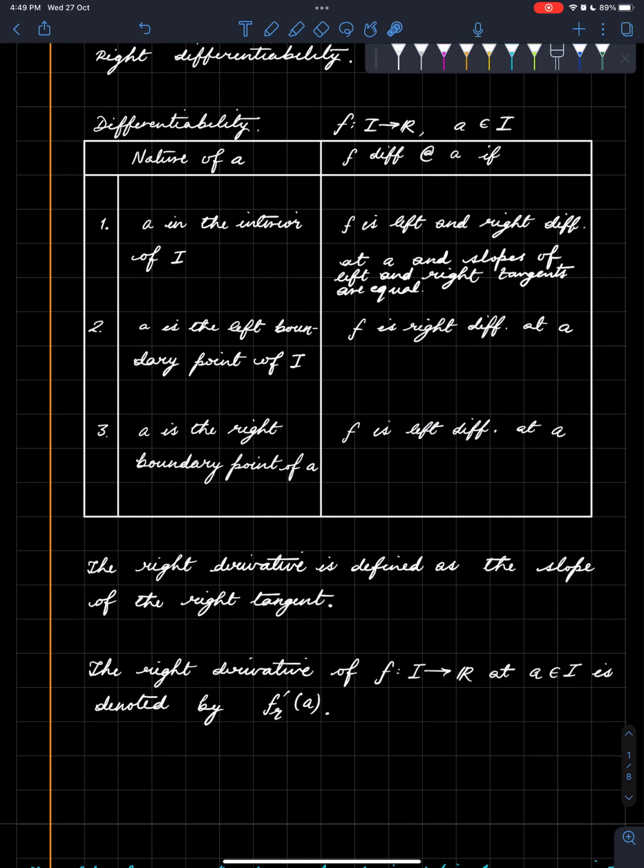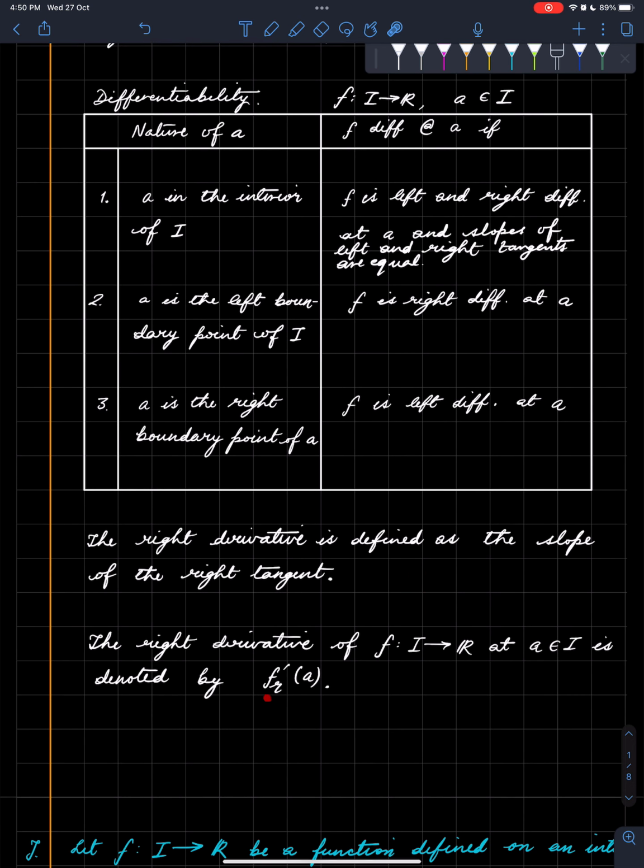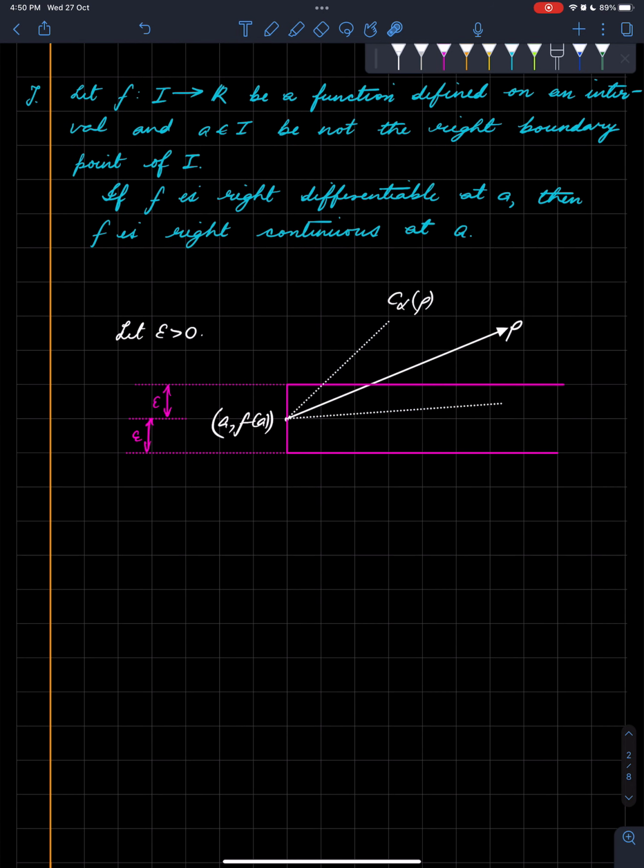Now finally we define the derivative. The right derivative of f at a is defined as the slope of the right tangent at the point (a, f(a)) on the graph of f, and we denote the right derivative by f subscript r, prime, and then a in brackets. Lastly, we discussed the fact that if a function is right differentiable at a point, then it is also right continuous at that point.